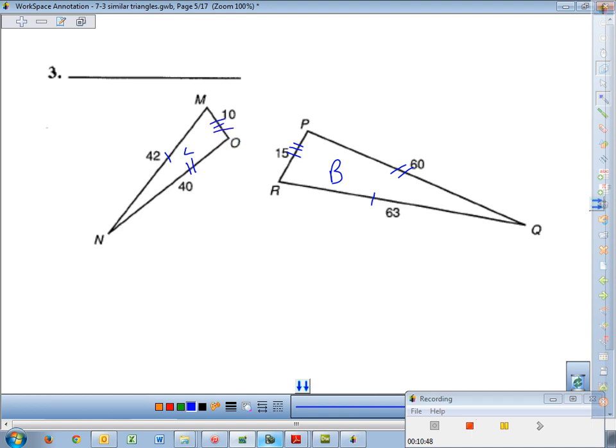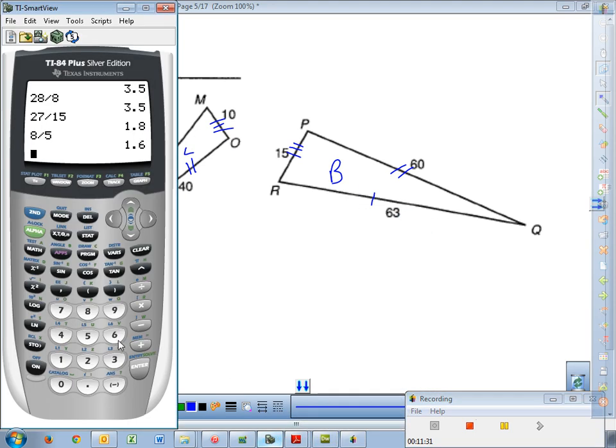Which way would you try? Either side, side, side, side, angle, side, or angle, side, angle, or excuse me, angle, angle. Give it a shot. Just see if you get the same scale factor back all 3 times. All right, so 63 over 42. And then doesn't 60 go with 40? Now watch this. And then I got 1.5 and 1.5. And 10 and 15, don't they go together, right?